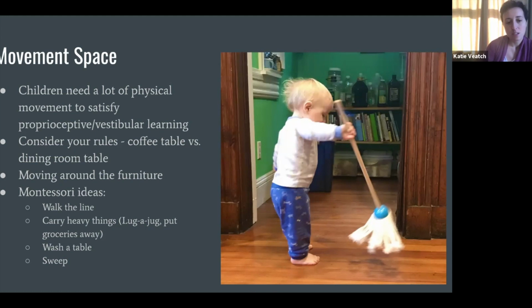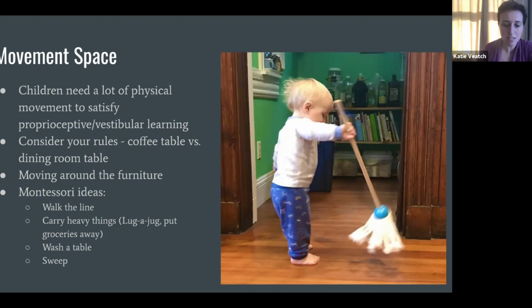So Montessori ideas for movement. We have a practice called walking the line, which I'll show you a picture of. We put a piece of tape on the floor and they walk across it very carefully. We carry heavy things. We have something called a lug-a-jug, where you take an old laundry detergent bottle and put rocks in it and then glue the top on, and then put a white square on the floor and put it on there, and then put another white square on the floor in another part of the house, and they can carry it around and find where you've put the other white square and put it down, right?